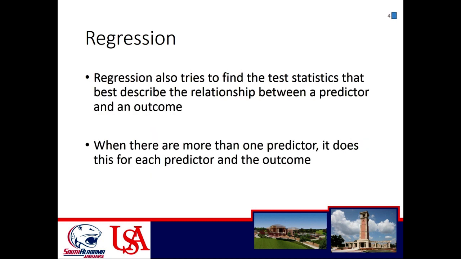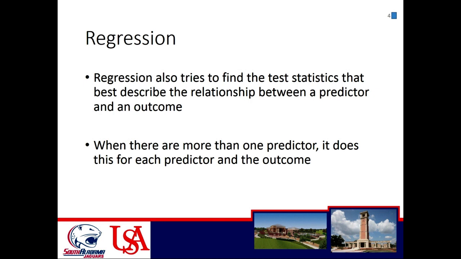Regression still tries to find the test statistics that best describe the relationship between a predictor and an outcome when you have multiple predictors. So it still tries to provide the results that best describe how all of these predictors relate to that outcome. How do all of these predictors explain that outcome? It still does it by looking at the smallest sum of squares. It tries to get the smallest differences between your observed data and your estimated prediction line. And when there's more than one predictor, it does this for each predictor in the outcome.